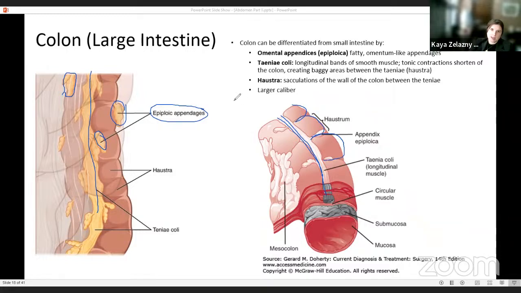It is also true that the large intestine is larger than the small intestine. When we say larger, what we really mean is wider. We're talking about the caliber of the intestine, so like its diameter. So it will be wider than your small intestine.